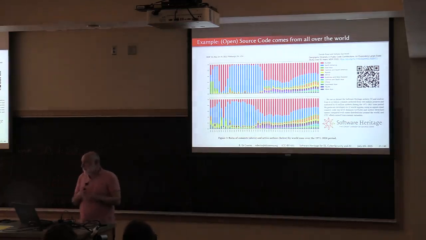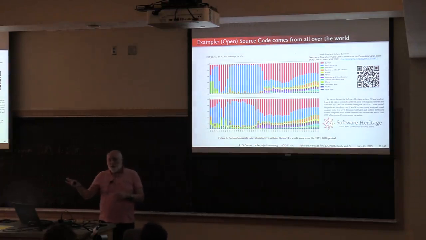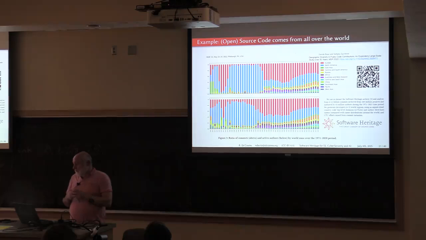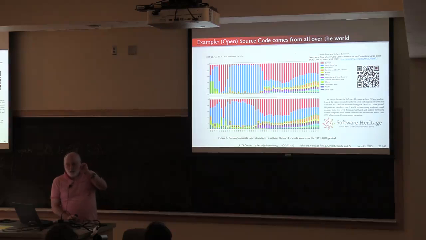So this is another example of something people do using this kind of graph. This is work by Stefano and Davide Rossi. They took the 50 years of development inside the graph, looked at all the commits one by one, found the email addresses of the people, and tried to associate each email address to a country.